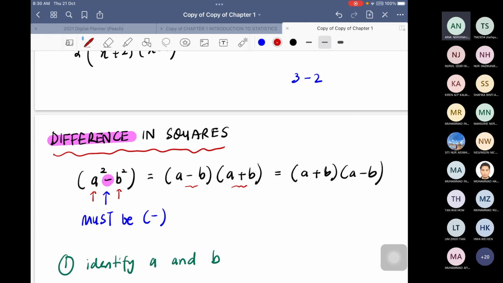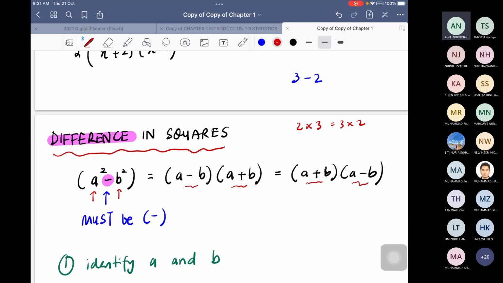Ataupun terbalik pun tak kisah. Sebab kalau ikut hukum darab, 2 darab 3 sama je nilai dia dengan 3 darab 2. So when you do product multiplication, yang mana dekat depan, yang mana dekat belakang, it doesn't matter. Sebab tu, you boleh tulis sebagai A tolak B darab A tambah B, ataupun boleh juga tulis dia sebagai A tambah B darab dengan A tolak B.